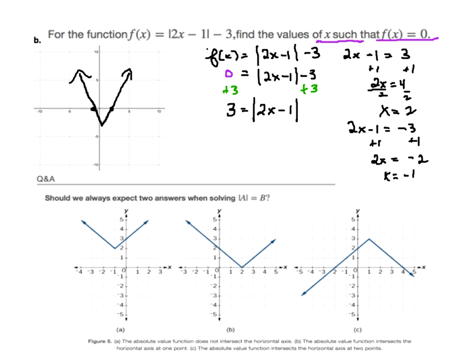The answer to that question is 100% no. You should not always expect 2 answers, because this one has 2 solutions, but look, this one only has 1 solution. When the vertex is sitting on the x-axis, you're only going to have 1 solution. And what if you've got it floating? Then you have no solution. So that's how you can know how many solutions you should expect.